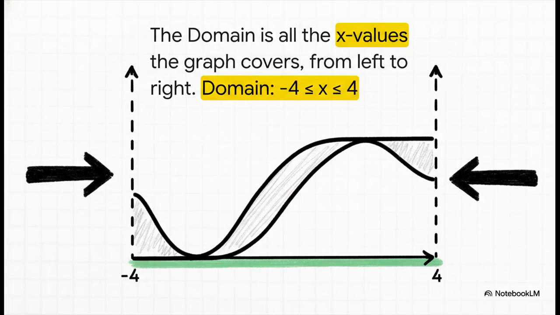So to find the domain, all you have to do is look at the x-axis, the horizontal one. We're going to scan it from left to right. So how far left does our graph go? Looks like it starts at an x value of -4. And how far right does it go? All the way to +4. That means our domain is everything from -4 to +4, including those endpoints.